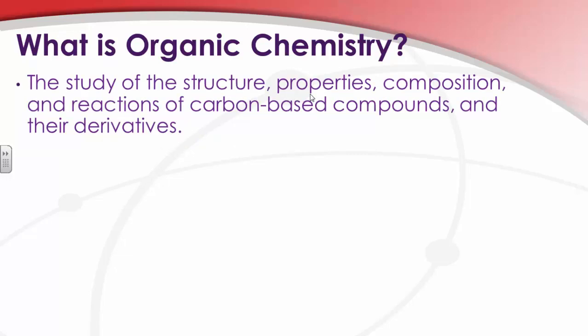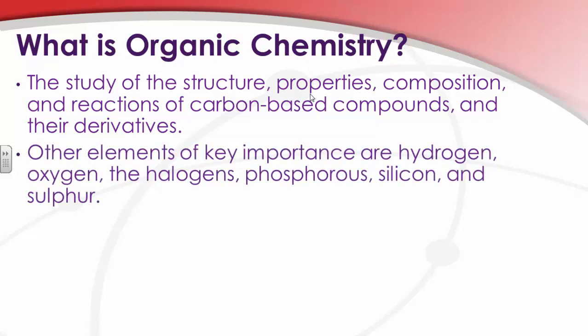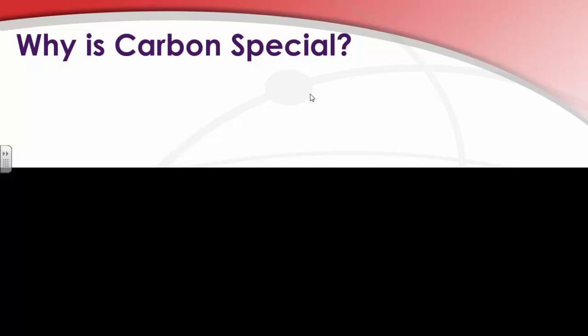So one definition is that it's the study of the structure, properties, composition, and reactions of carbon-based compounds and their derivatives. So what do we mean by derivatives? Well, there are other elements that can become part of organic compounds, such as hydrogen, oxygen, halogens, phosphorus, silicon, and sulfur. And in a few other cases, some of the other elements can become important.